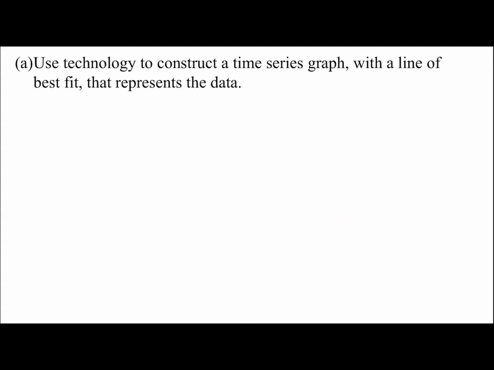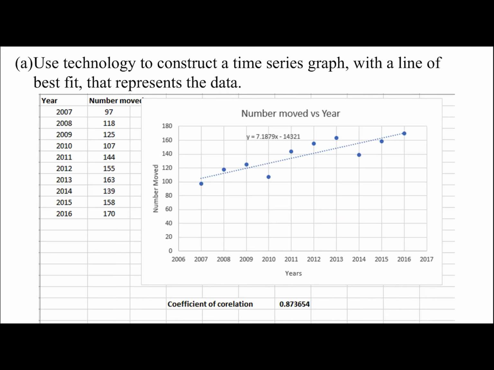Now, you can use a spreadsheet and then you can insert a scatter chart and also a trend line. A trend line is the same as the line of best fit. If you use a correlation function, that gives you the coefficient of correlation.